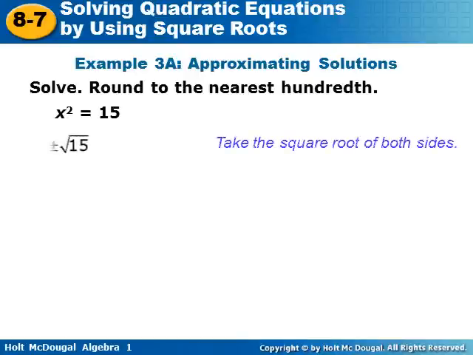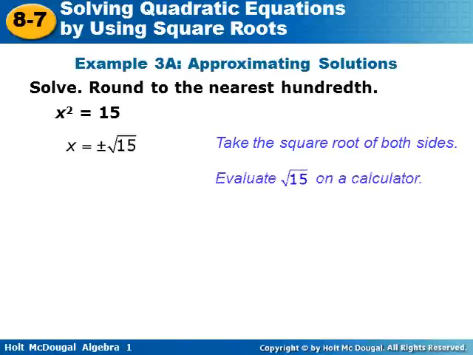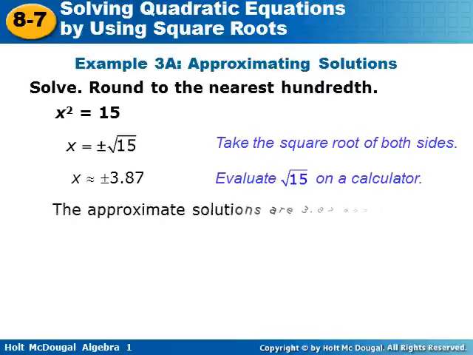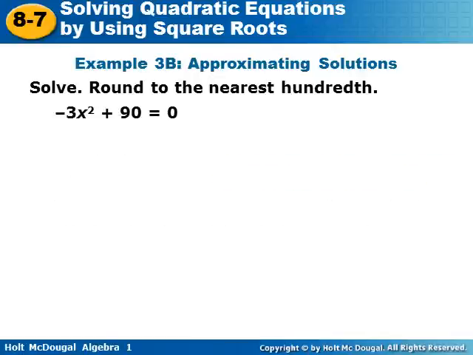So we're going to take the square root of both sides. That gives us x equals plus or minus the square root of 15. 15 is not a perfect square, so you're going to type it into the calculator and hit the square root button. And we get x is approximately, that's the squiggly equals, plus or minus 3.87, rounded to the nearest hundredth. So the approximate solutions are 3.87 and -3.87.